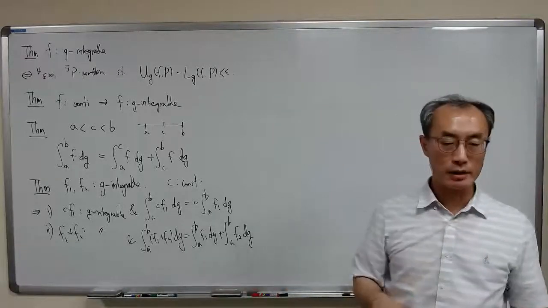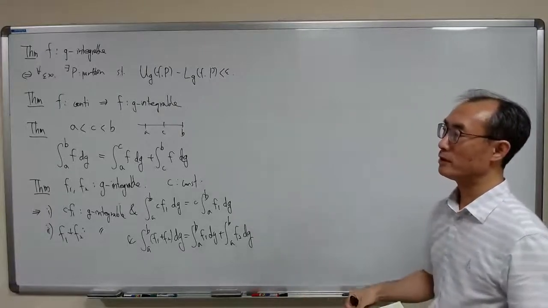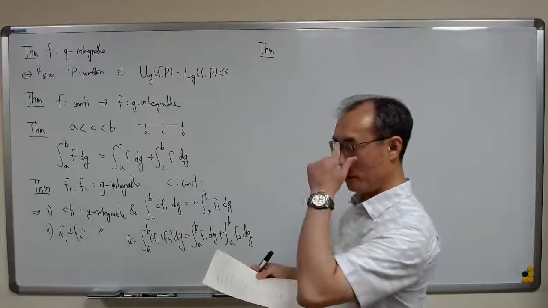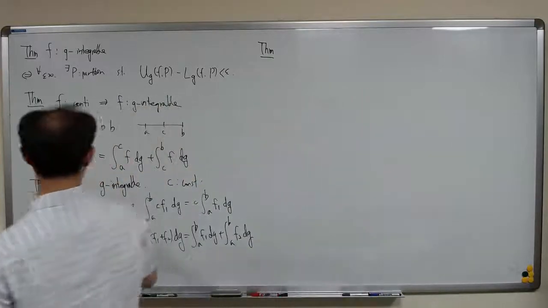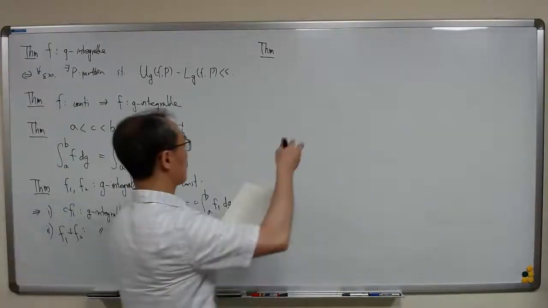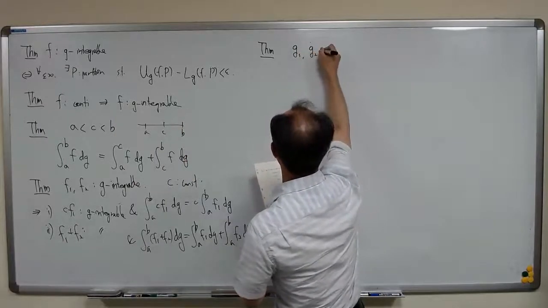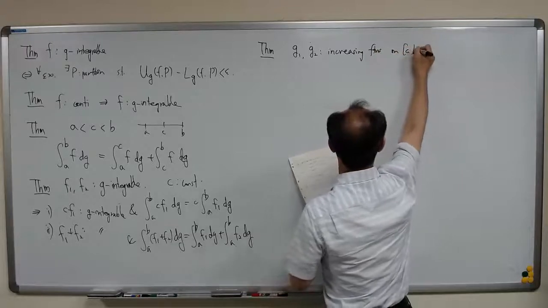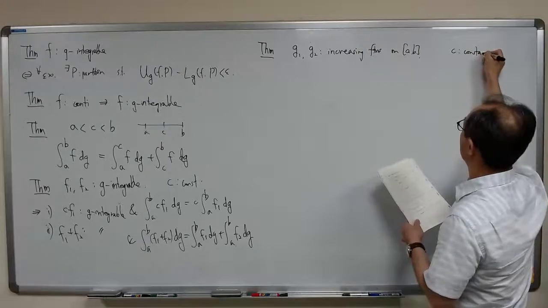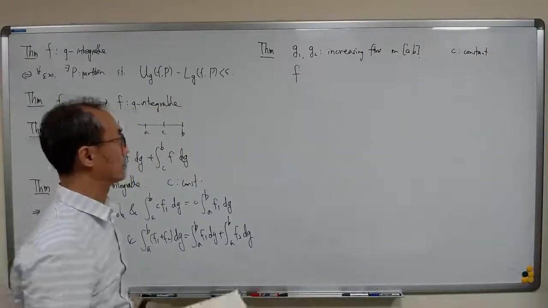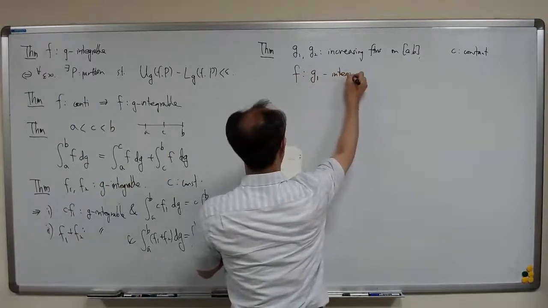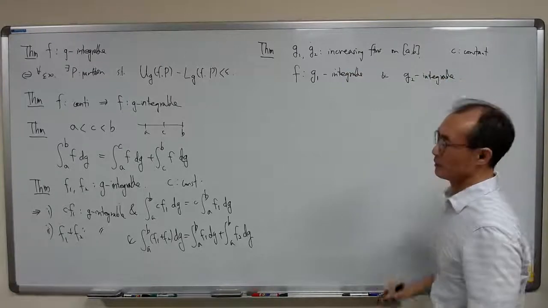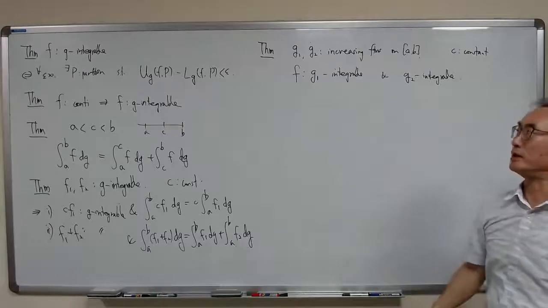However, the Stieltjes integral has another linearity, which is quite different from the linearity of the double integration. The Stieltjes integral is also linear with respect to the function g. That means, suppose we have two increasing functions, g1 and g2. We have two different g's. They are increasing functions on the interval from a to b, and c is a constant. Then the integrand f is g1 integrable, and at the same time g2 integrable. So this function f is integrable with respect to two different g's.